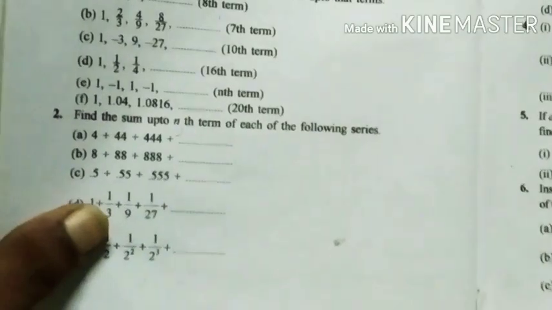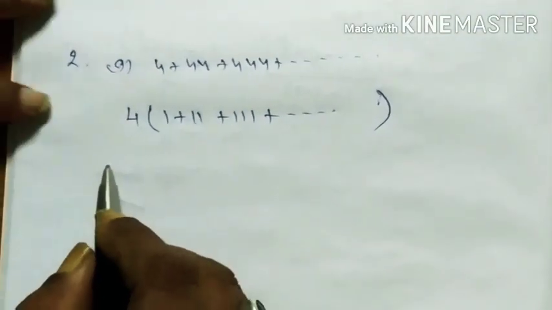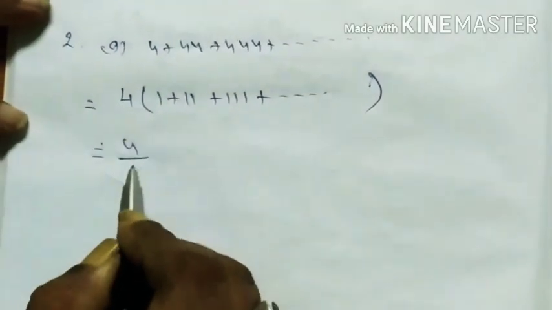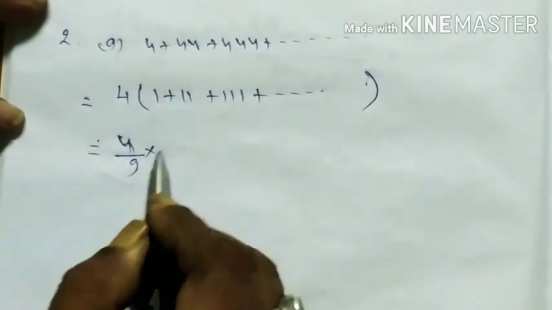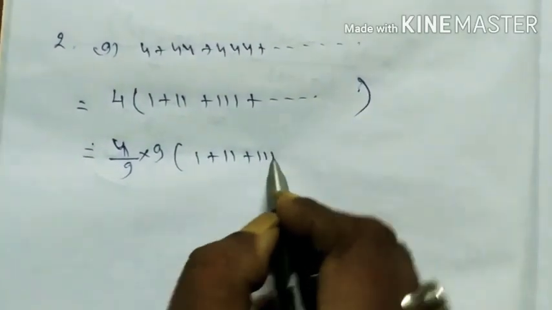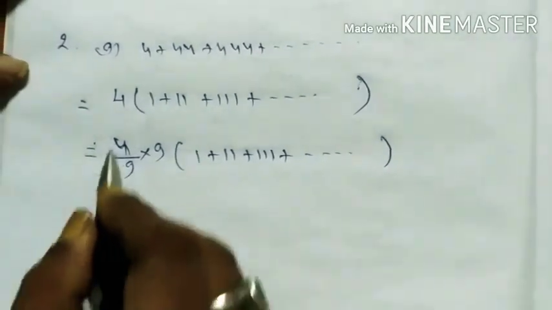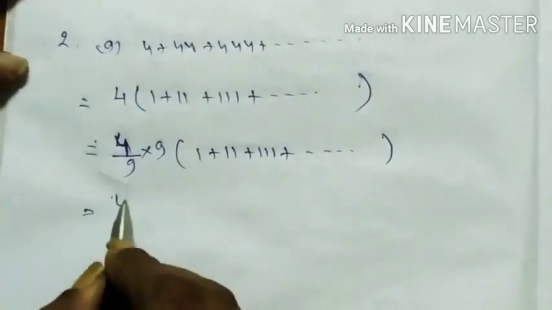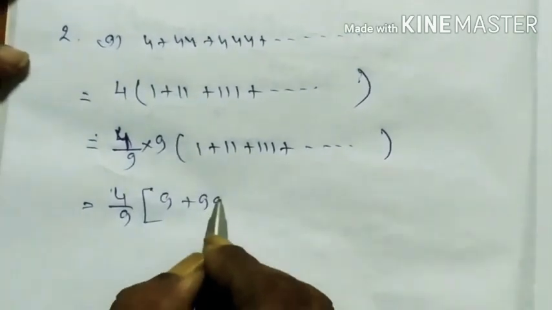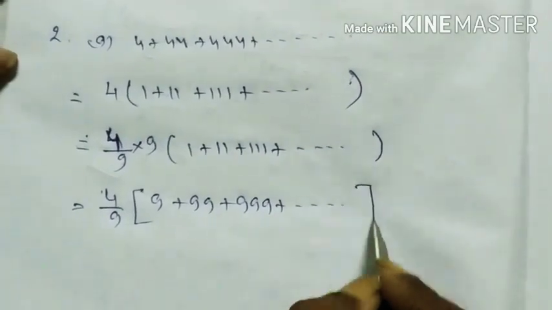Up to nth term, that means up to nth term. Now, I am going to do 4 divided by 9 into 9 times (1 plus 11 plus 111 plus dot, dot, dot). This is equal to 4 by 9 times (9 plus 99 plus 999 plus dot, dot, dot).